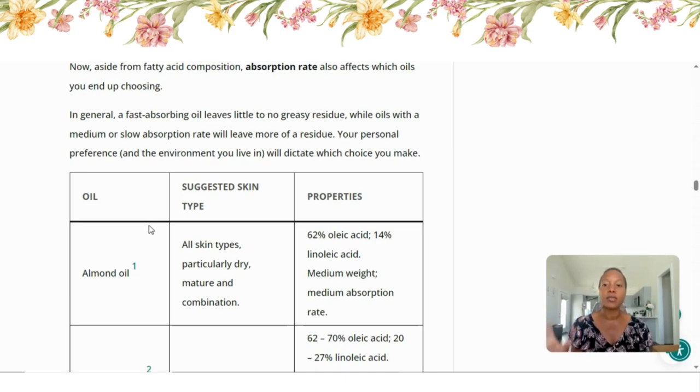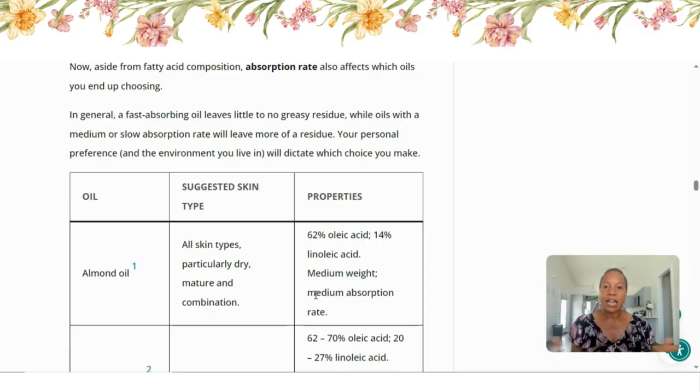So for this table, you have the oil, you have the suggested skin types, and then you also have the properties. In the properties, it's a breakdown of the fatty acid components, as well as the weight and the absorption rate. Some of these oils I have used, so for any that I've used, the absorption rate is purely based on my experience. In some other cases, I've just done research online to see what others are saying about these oils. And I will say that overall, people don't have the same opinion about one oil. So one person will say this is slow to absorb. Another source might say this is medium absorption.